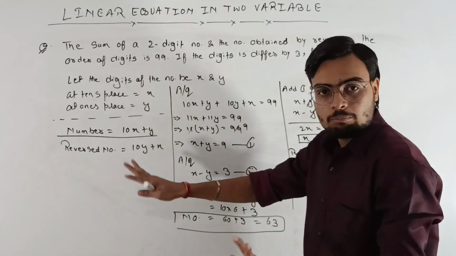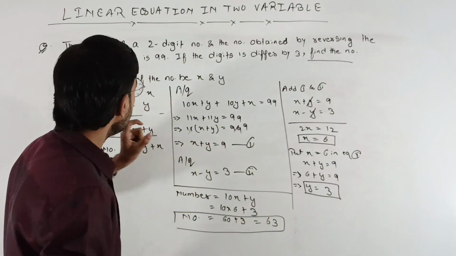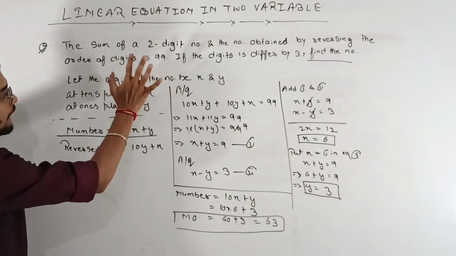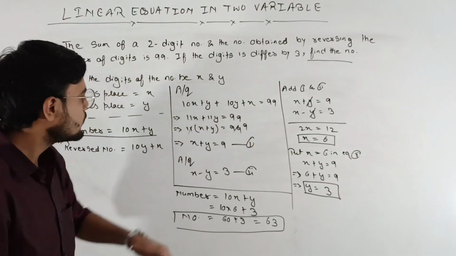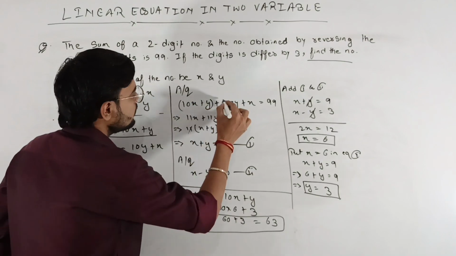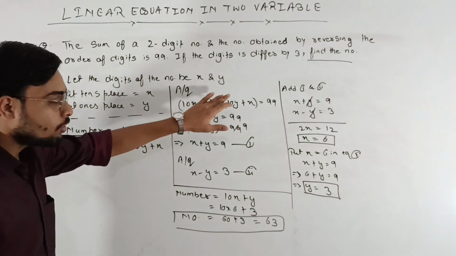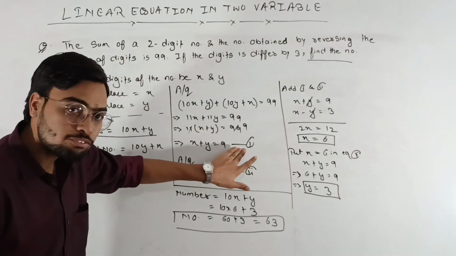Now after forming the number and assuming the digits, again we read the question and form the equation. Question said that the sum of original number and reverse number is 99. So sum of original number 10x plus y, plus reverse number 10y plus x, is equal to 99. Okay. Now after forming this equation, I solve this. Then I get x plus y is equal to 9, and this is our equation first.